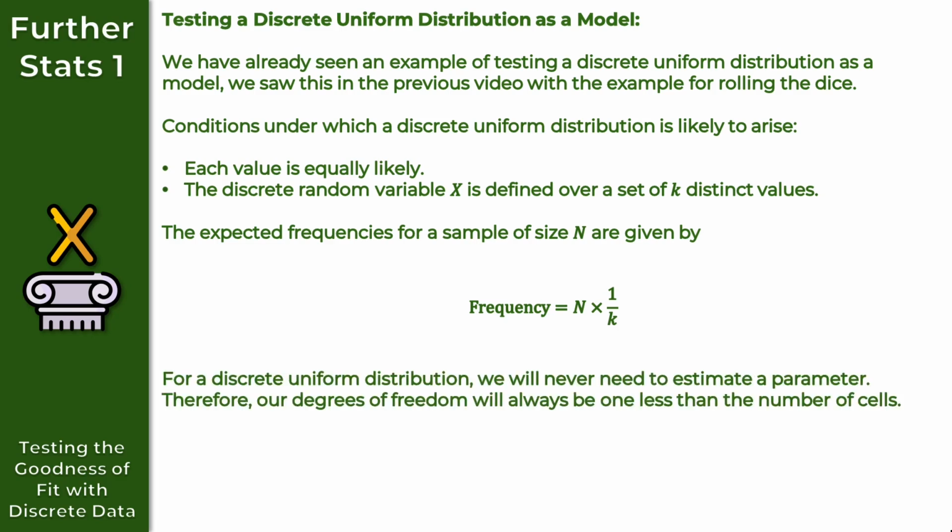And then finally here, for a discrete uniform distribution, we will never need to estimate a parameter. So that's good for us, right? Makes life a little bit easier. So for that reason then, our degrees of freedom here will always be 1 less than the number of cells. So that gives us everything that we need here then for testing a discrete uniform distribution as a model.